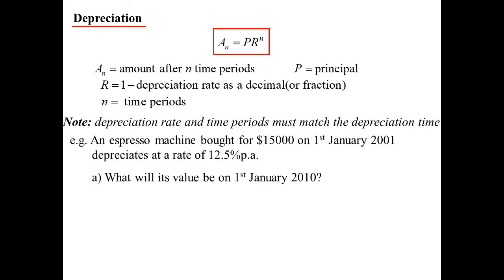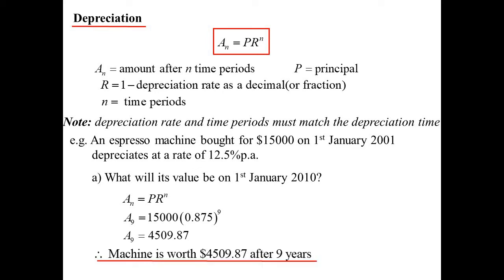So an espresso machine, some sort of coffee machine, must be an industrial one or something, was bought for $15,000 on the 1st of January 2001, and it depreciates at a rate of 12.5% per annum. What's its value going to be on the 1st of January 2010? So there's our formula. Sub in. So 9 years. 15,000 is our principal. 1 minus the interest rate, so 0.875 to the power of 9. So it was $15,000, but after 9 years, it's now only worth about $4,500.